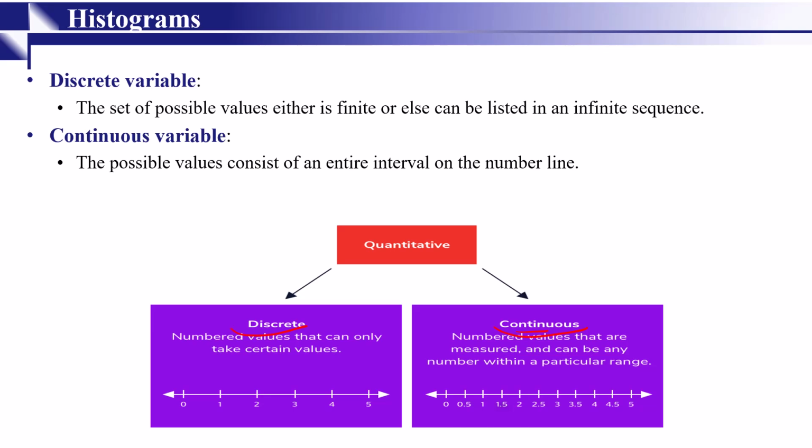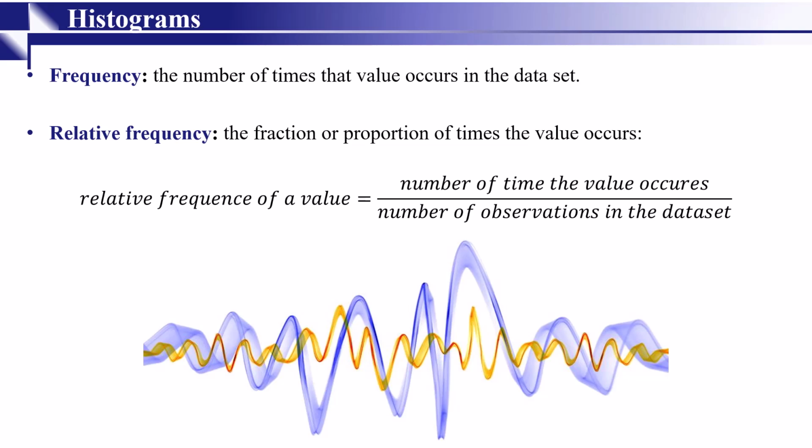For example, with meters, we can say 1, 1.5, 2, 2.5. Then again, between 2 and 2.5, there are infinitely many numbers, for example 2.1, 2.11, 2.2, and many others, right? But between 0 and 5 for discrete values, we have 1, 2, 3, 4. We can count them, but here, infinity. So for histograms, we deal with frequency.